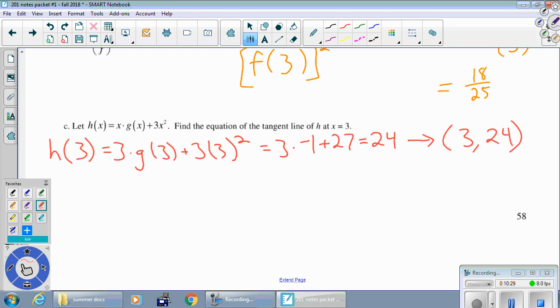Now we need to find a slope. So to find a slope, we know that the slope of the tangent line is the derivative. So we're going to first find the derivative of h at x, not at 3 yet. We're not ready to find it at 3. First, we've got to find it at a generic x, and then we'll find it at 3. So x times g of x plus 3x squared.